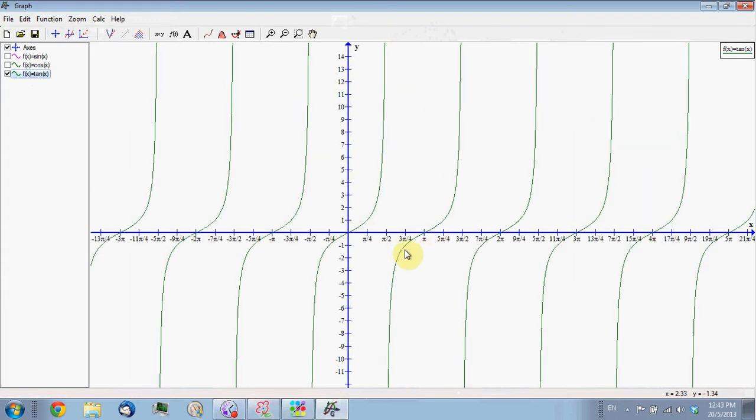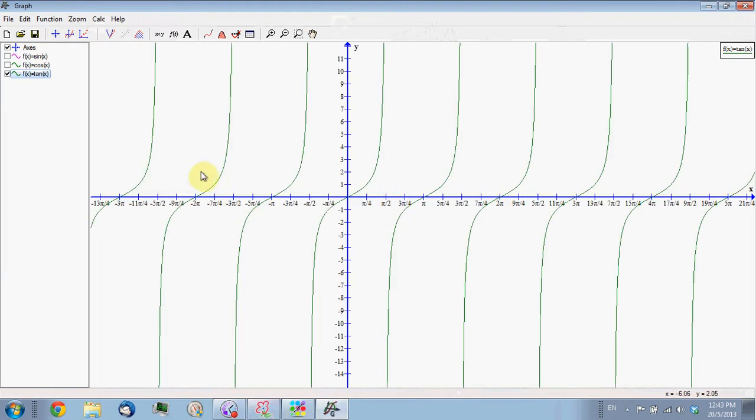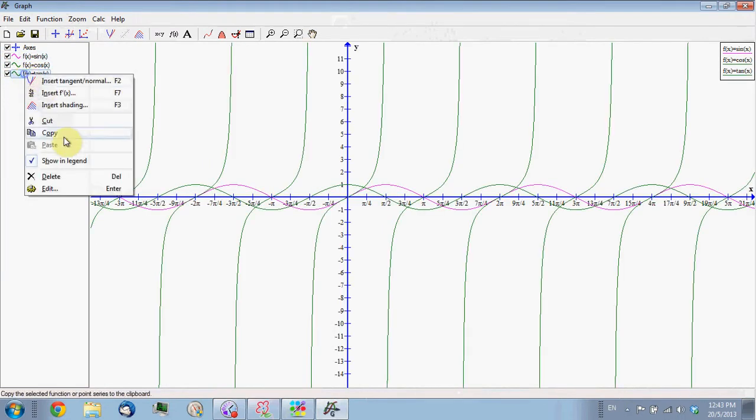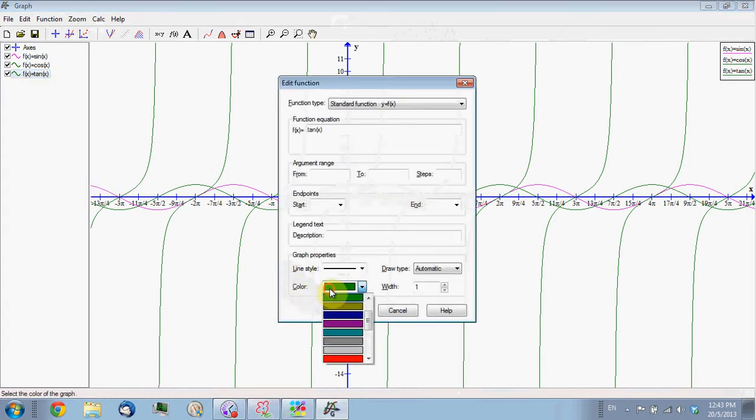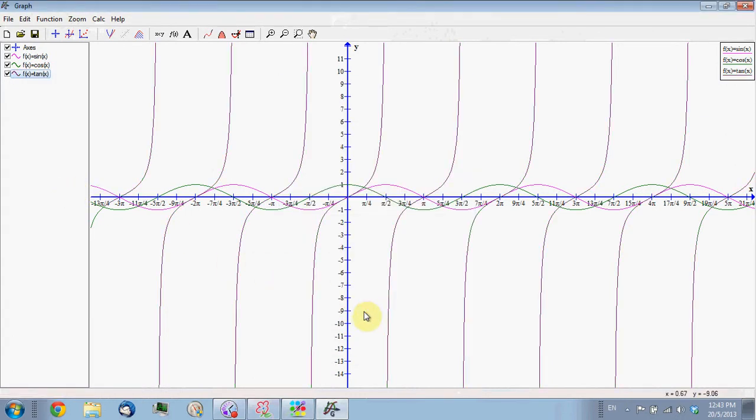Okay, so now if you take a look at this, I'm going to change the tangent graph to another color, purple. No, it's the same color as that, red then.